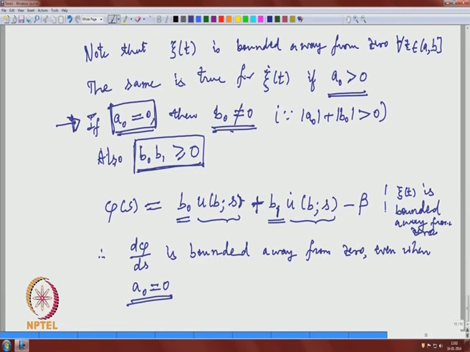So, when A0 is 0, we require that B0 is different from 0 and we also require that B0 and B1 have the same sign, and that assures that d phi by ds is again bounded away from 0 even when A0 is 0. So, therefore, d phi by ds is bounded away from 0 in all the cases, and this completes the proof.